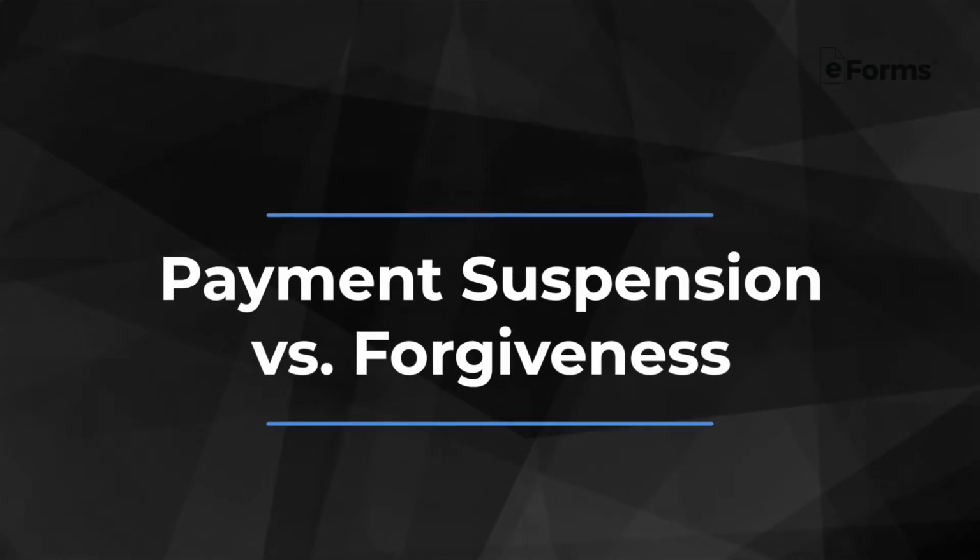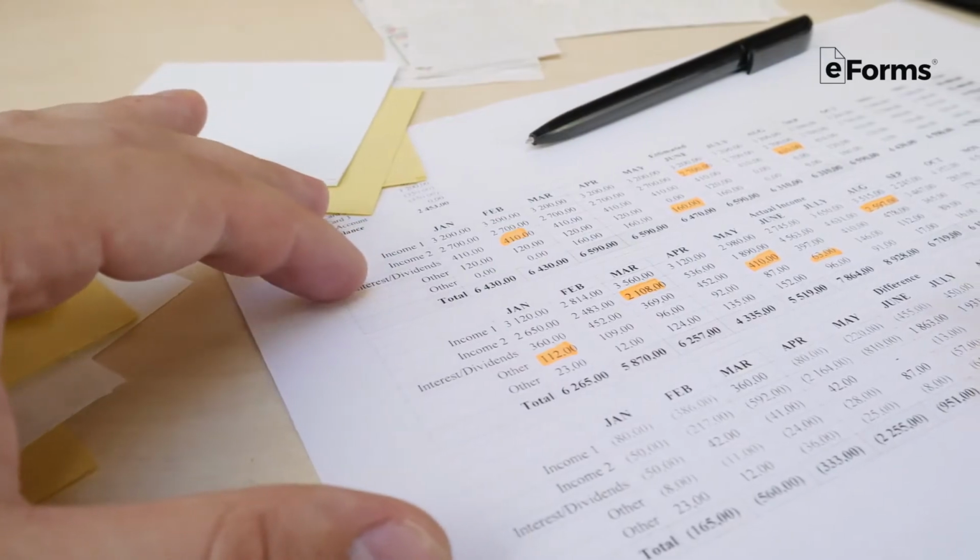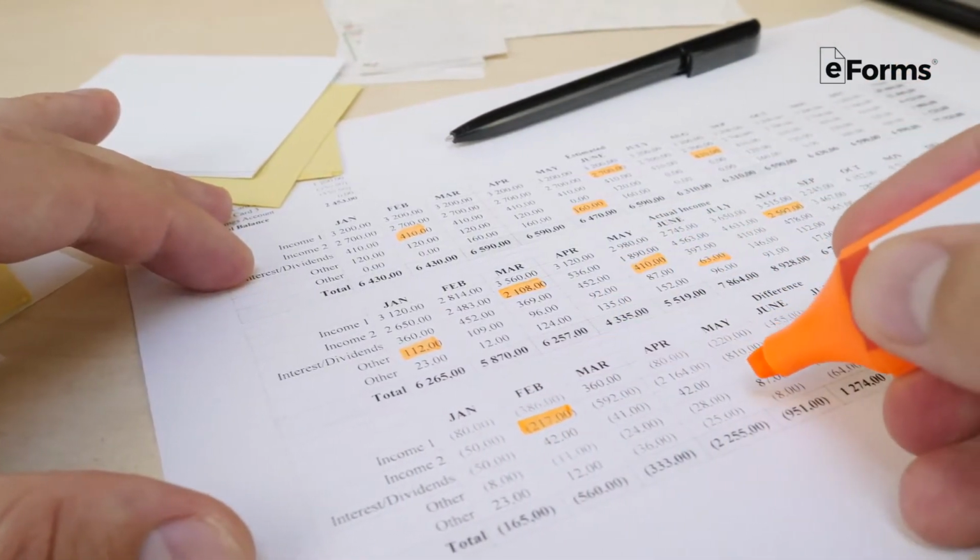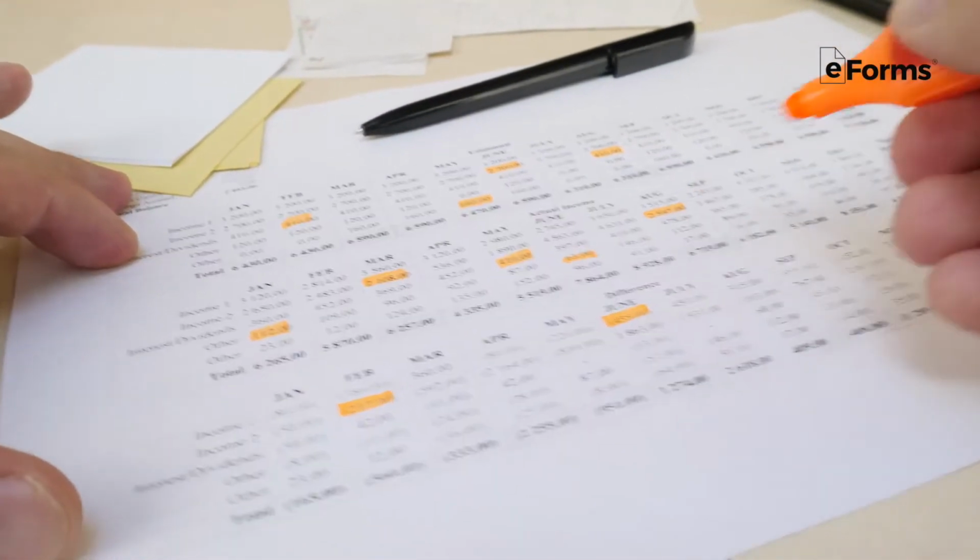Payment suspension versus forgiveness. It's important to note that forbearance or suspension of payments is not payment forgiveness, which would mean that your loan would continue to be whittled down even though you are not making payments. Rather, payment suspension is simply like hitting a pause button.